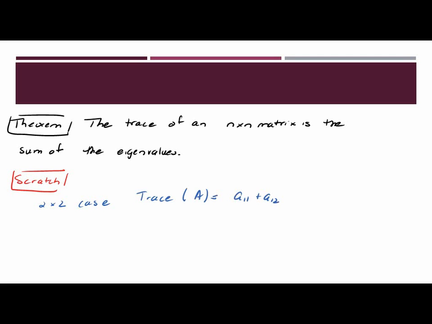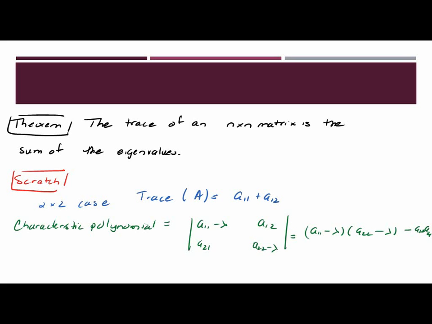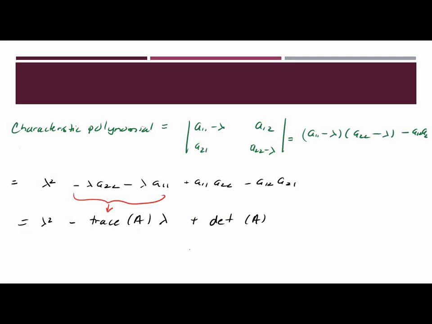So I started out with just the 2 by 2 case. The trace is a11 plus a22. And I went to the characteristic polynomial, and I wrote it out. And I noticed that in the characteristic polynomial itself, it turned out that the trace was right there. And that's in this quadratic polynomial, that's the negative b, right?